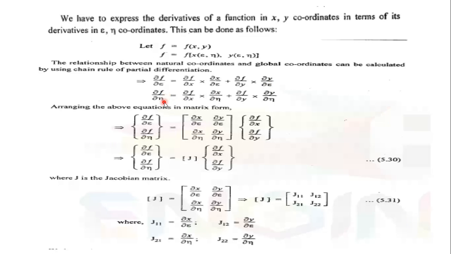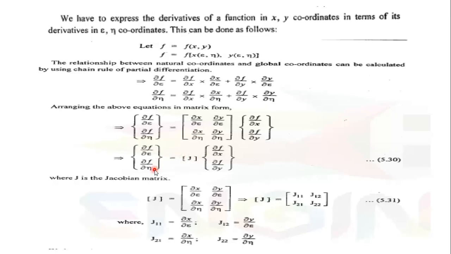Similarly, in terms of eta, ∂f/∂η = ∂f/∂x · ∂x/∂η + ∂f/∂y · ∂y/∂η. So I just rewrite this equation in matrix form and introduce this entire matrix, which we call the Jacobi matrix, or Jacobian matrix. Jacobi is the person who introduced this type of matrix.